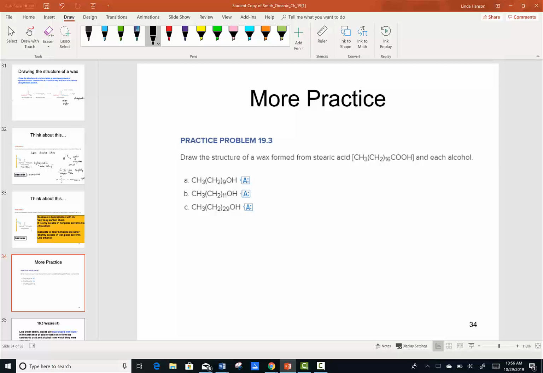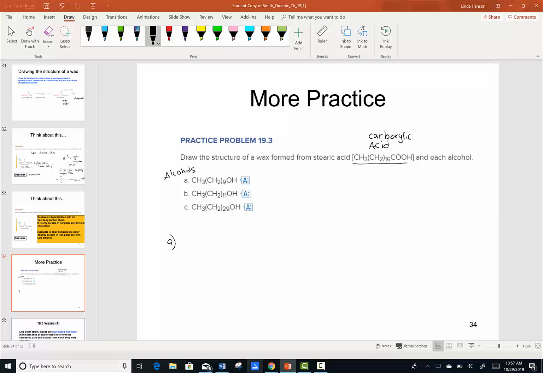Let's drive that home with another practice about solubility and thinking through wax formations. We're asked in this practice question to draw the structure of a wax formed from stearic acid. So here's our stearic acid, carboxylic acid functional group there, COOH, and each of these alcohols. So the difference in the structure is only going to lie on the right side of the wax that we form. So let's model letter A.